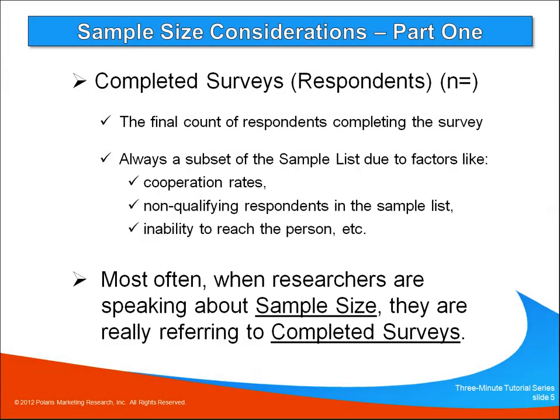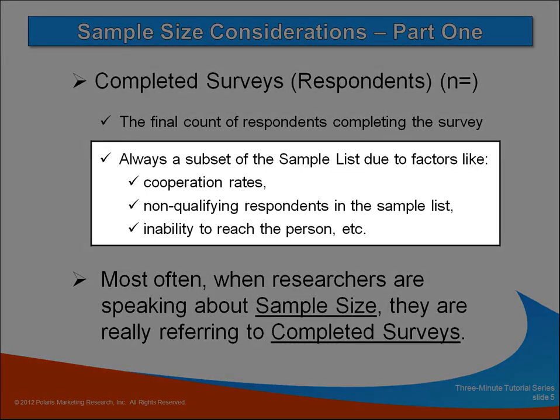Now let's say I'm using my sample list to do a telephone survey. Clearly not everyone's going to be home when I call. Not everyone is going to qualify for the survey. And not everyone will cooperate and complete the survey. So clearly completes are going to be a subset of that sample list as well.